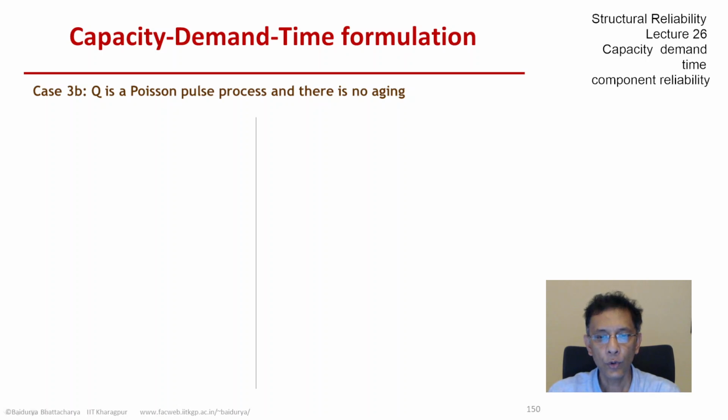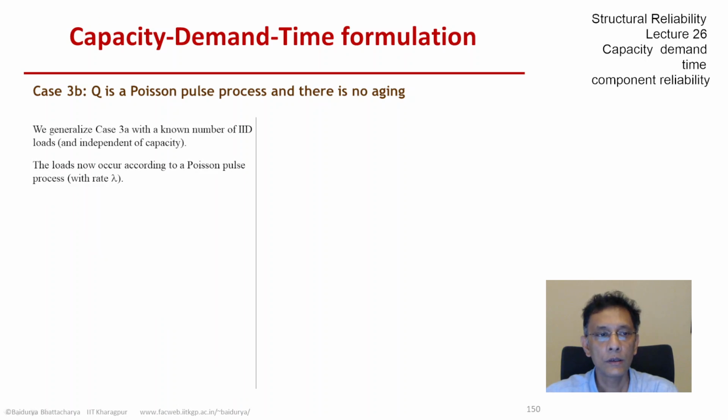We continue with case 3 of our capacity demand time formulation. Up to this point, we have looked at the loads occurring with random magnitudes as pulses, but the number of pulses is known. We relax that assumption now and let the loads occur according to a Poisson pulse process. The rate is lambda per unit time.